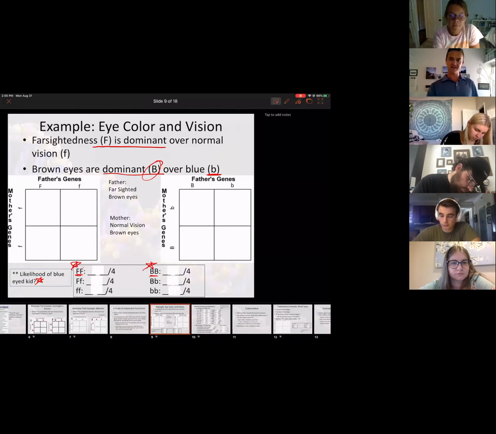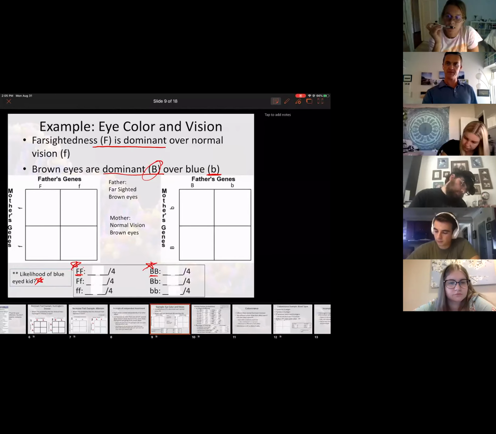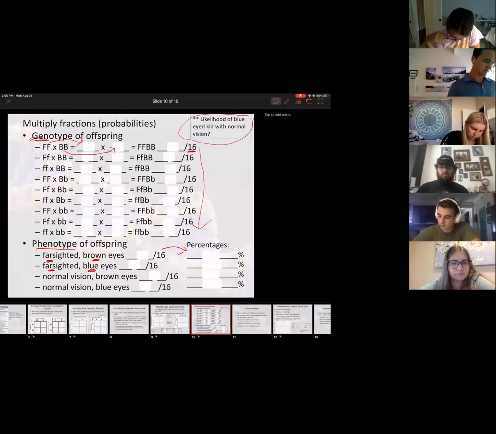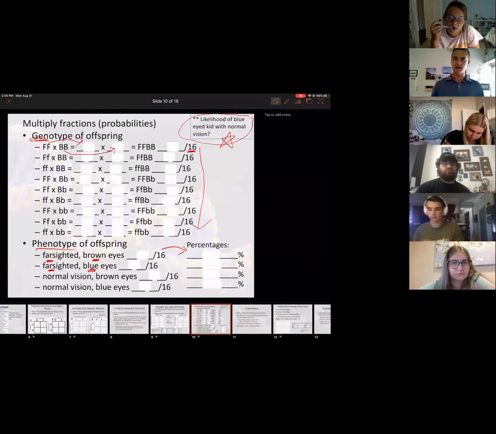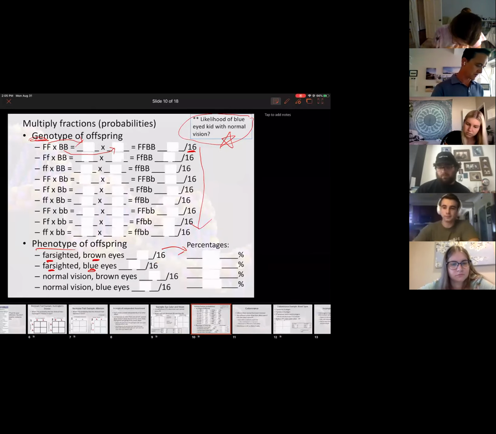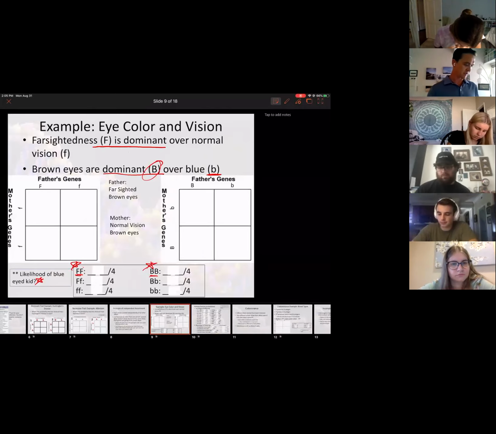Looks like everybody's back now. Doesn't look like everybody's submitted on the app though. Go ahead and submit the answer that's on the next slide here. So this one, likelihood of a blue-eyed kid with normal vision. Go ahead and submit that on the app. Maybe about 20 more of you still need to do that. So submit that number. And we'll just start with the previous slide, walking through this.